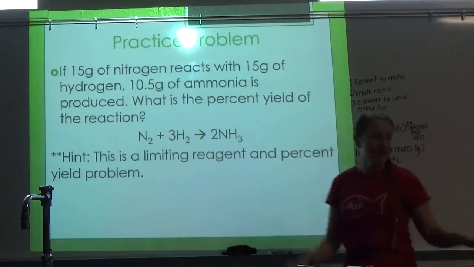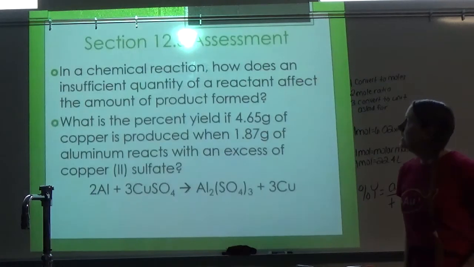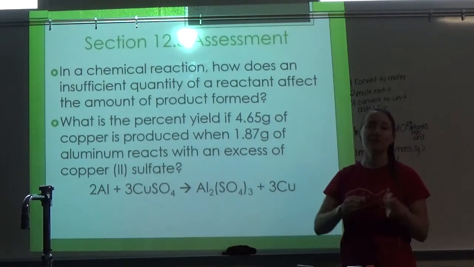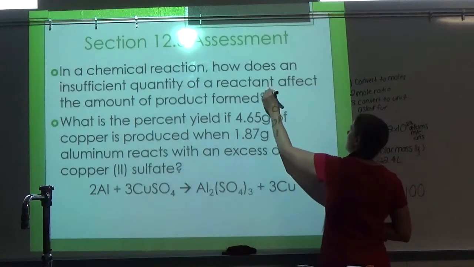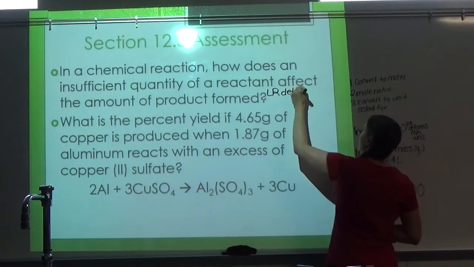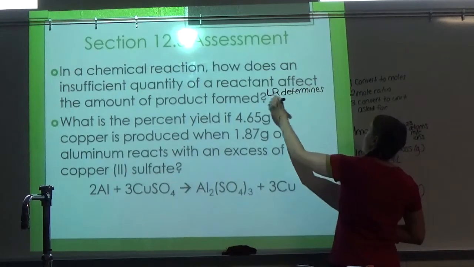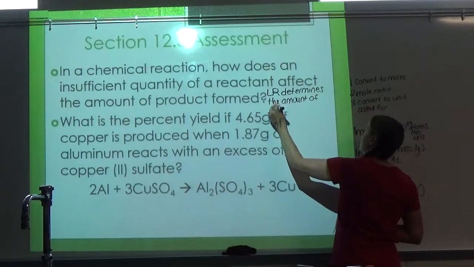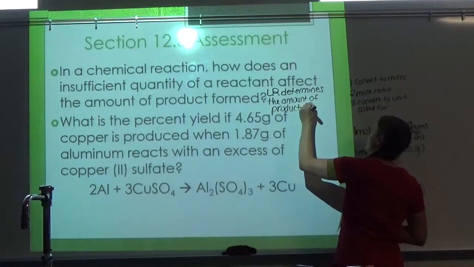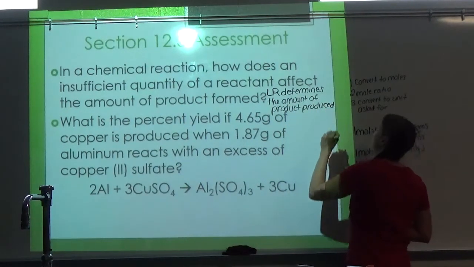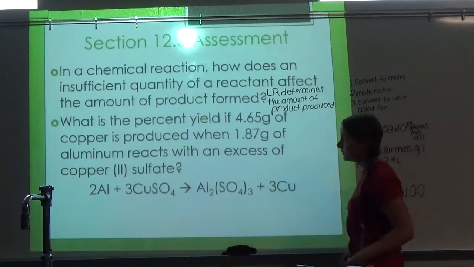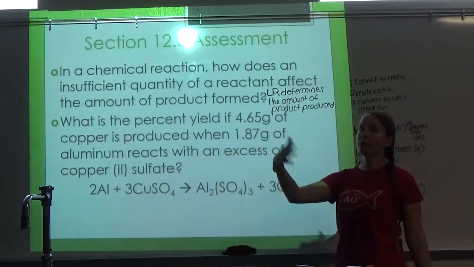All right, so now section assessment. In a chemical reaction, how does an insufficient quantity of a reactant affect the amount of product? Well, an insufficient quantity is the limiting reagent. So I always call it LR. So LR determines the amount of product produced. Because remember, once you run out of the limiting reagent, the reaction stops, and so no more product is produced. It's not like making a sandwich. You can't make the product without something.